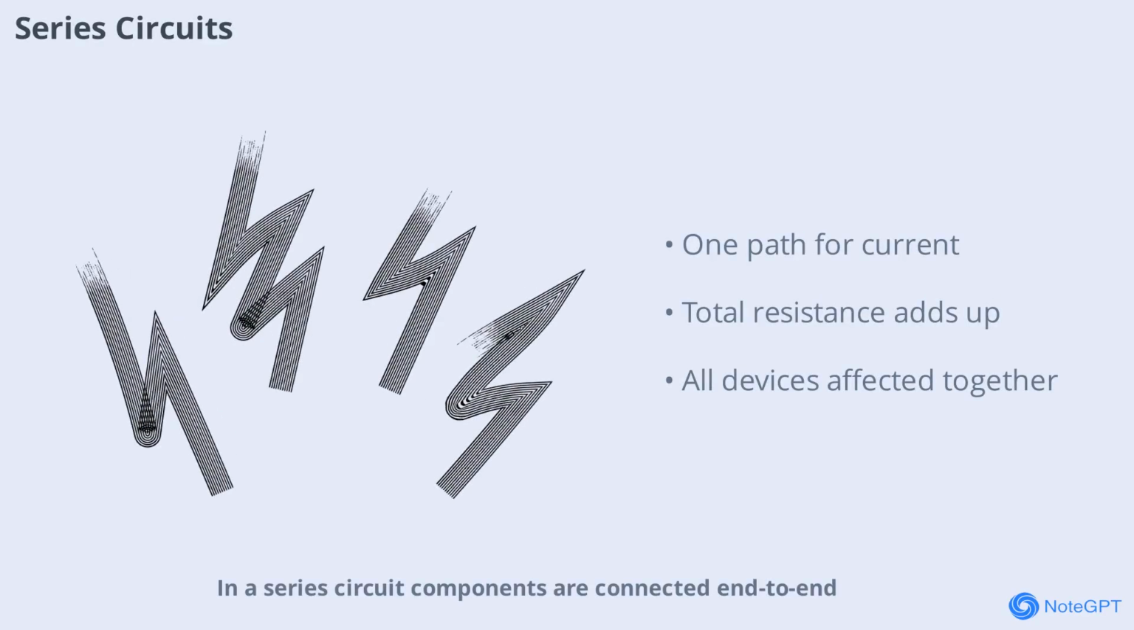In a series circuit, components are connected end-to-end, so there's only one path for current to flow. If any part of the circuit is broken, the entire circuit stops working. The total resistance in a series circuit is the sum of all individual resistances. Series circuits are simple to design but have limitations. If one bulb goes out, all bulbs go out. Understanding series circuits helps us see why some devices are wired the way they are.